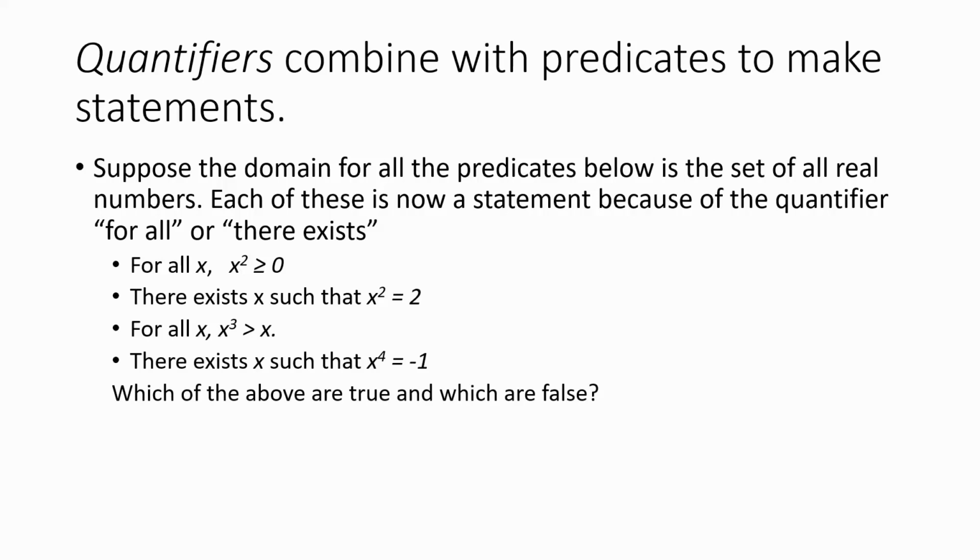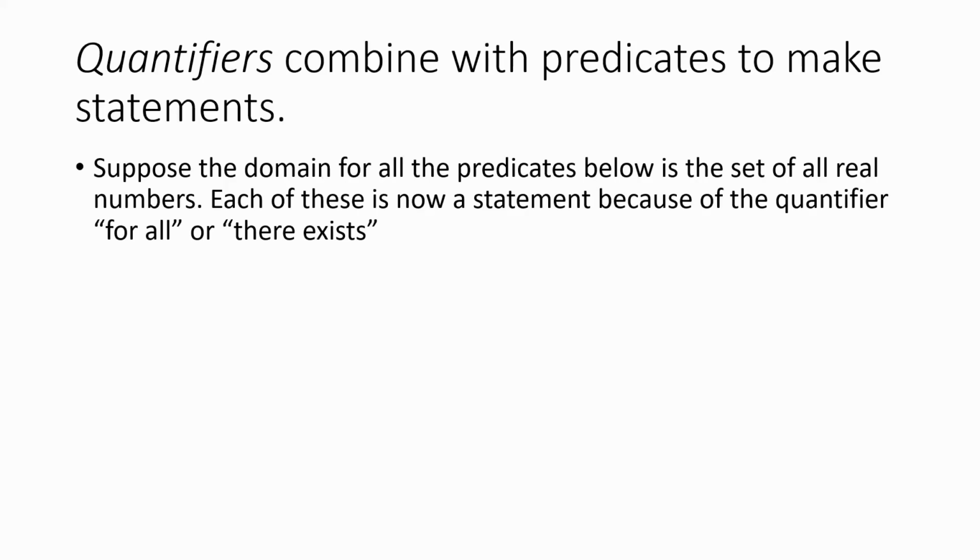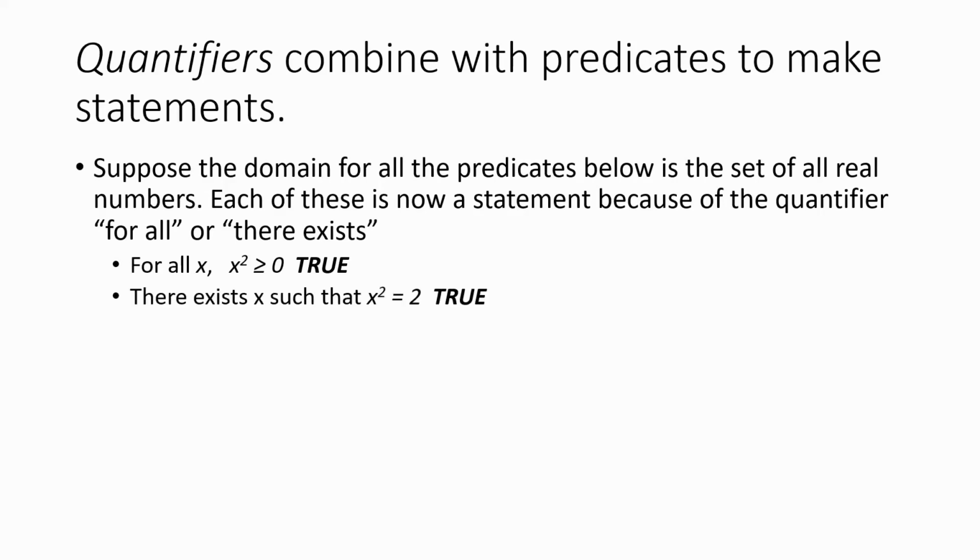Which of the above are true and which are false? Well, x squared greater than or equal to 0 for all x is true. When you take a real number, x squared is greater than or equal to 0. There exists an x such that x squared equals 2 is true. x equals the square root of 2 or negative square root of 2. Either one will make that statement true.